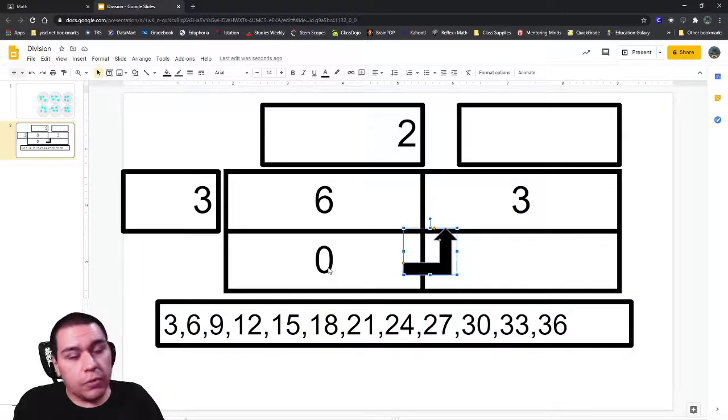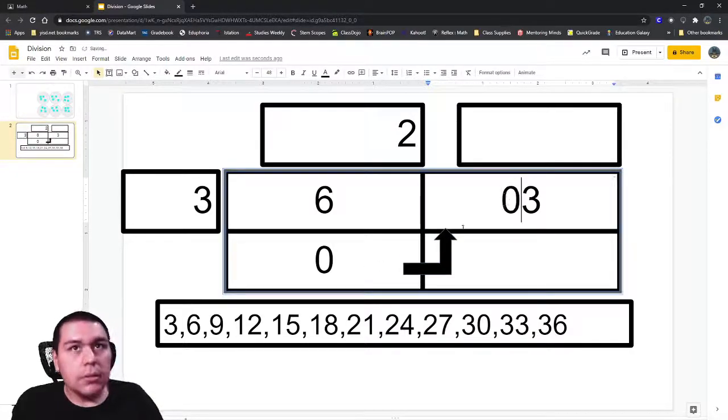Well, just like before, I don't want the 0 to be by itself. I'm going to take the 0. It's going to follow my arrow to my next box. And now I have 3. And we're still making 3 groups. Let me look back at my 3s really quick.